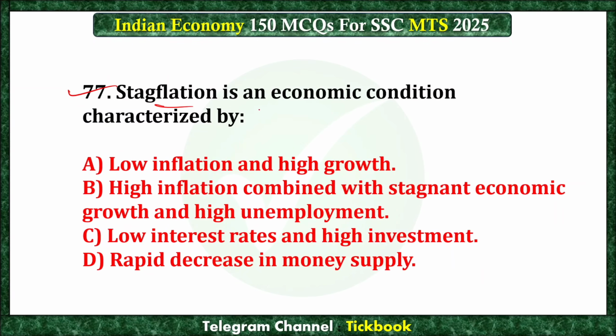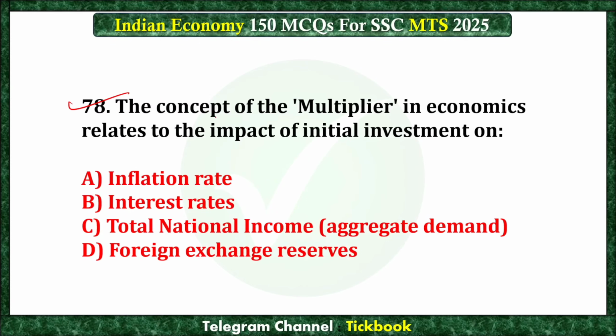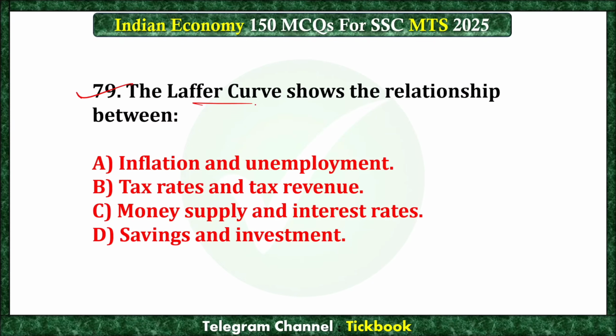Question number 77. Stagflation is an economic condition characterized by option number B, high inflation combined with stagnant economic growth and high unemployment. 78. The concept of the multiplier in economics relates to the impact of initial investment on option number C, total national income, aggregate demand. 79. The Laffer curve shows the relationship between number B, tax rates and tax revenue.